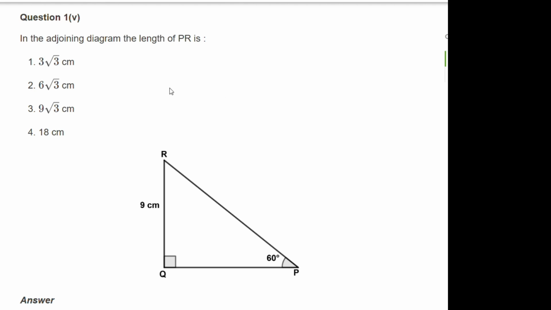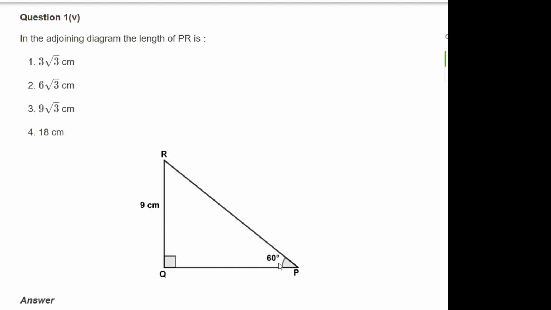Question number 5. Given triangle PRQ. In triangle PRQ, RQ is given as 9 cm. You have to find PR. This is a right angle triangle. Here angle Q is 90 degrees, meaning PR is the hypotenuse and RQ is the perpendicular. The perpendicular is given and you have to find the hypotenuse. And this angle is given as 60 degrees.